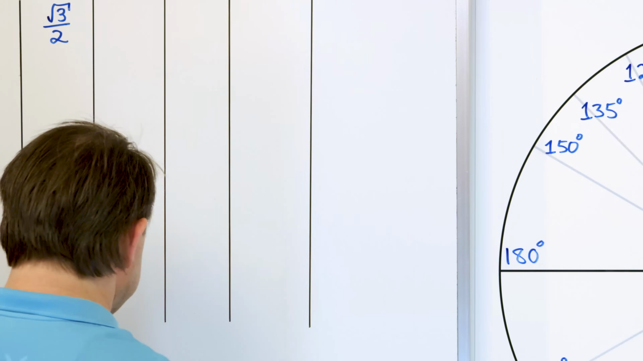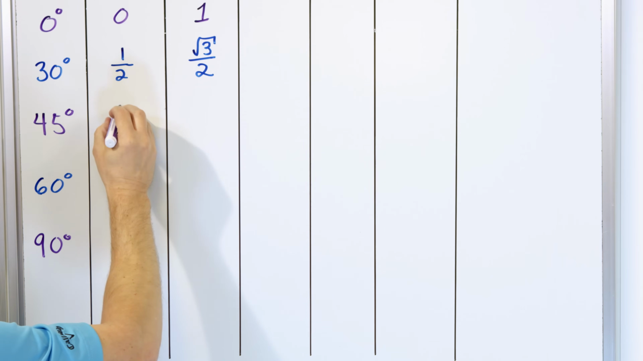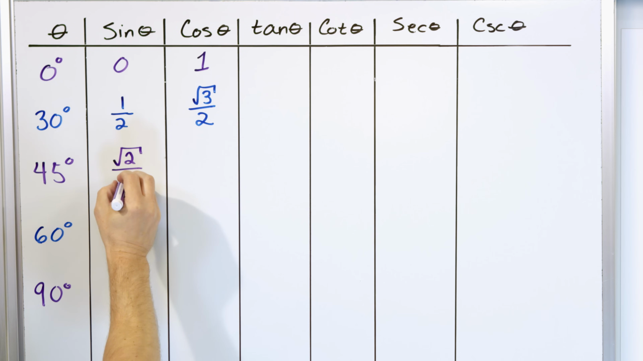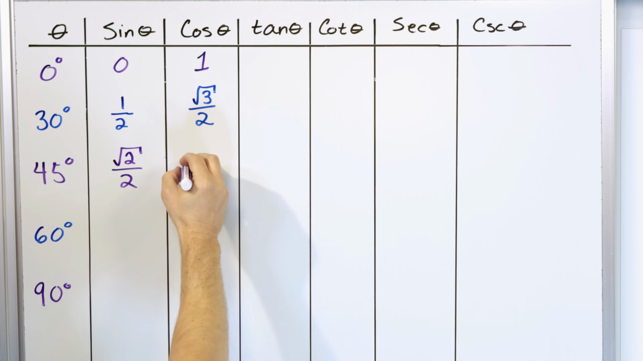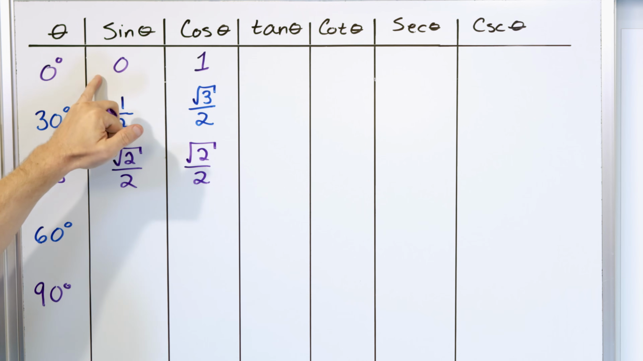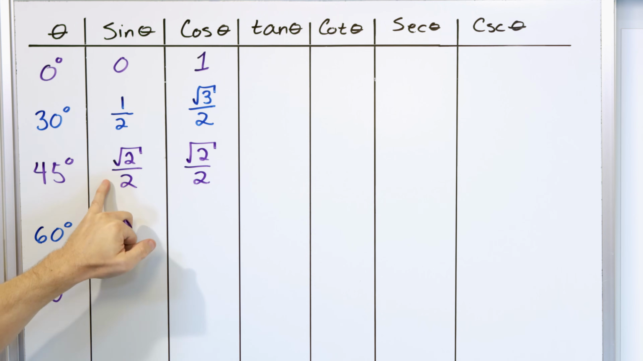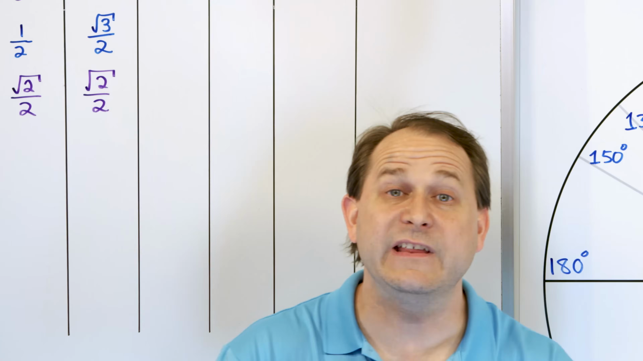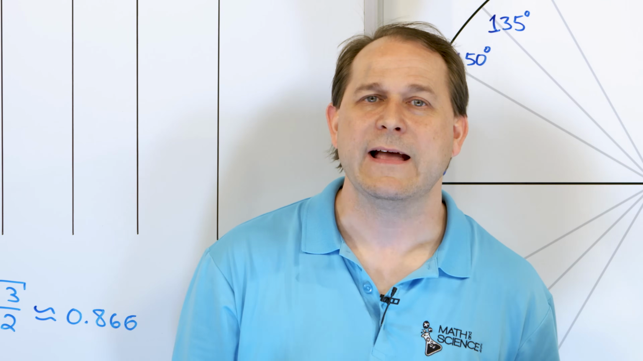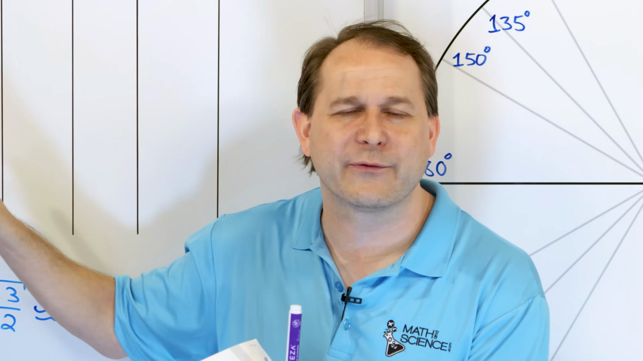What is that special number? The sine of 45 degrees is the square root of 2 divided by 2. I know it's a weird number, but that's what it is. And the cosine has to be the exact same number, square root of 2 over 2. Now these numbers that we have here, 0, 1, 1/2, square root of 3 over 2, and square root of 2 over 2, honestly, those are the only special numbers in trigonometry. Everything else in this table is going to look really crazy, but it all comes from those numbers.